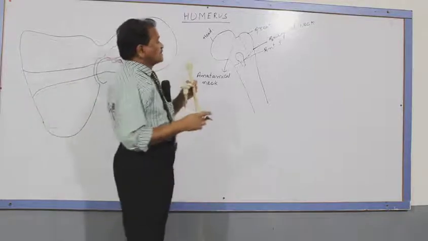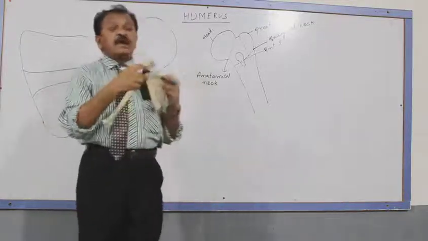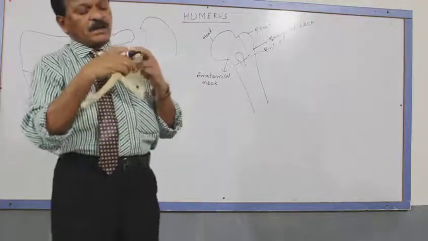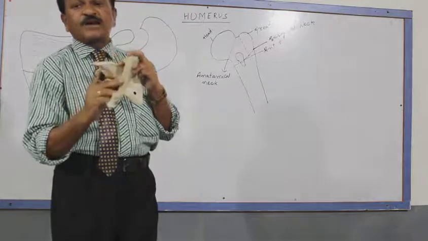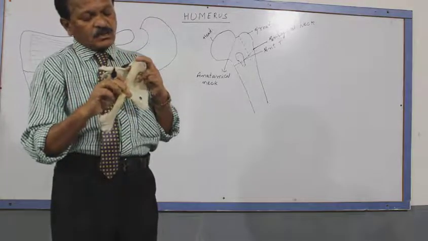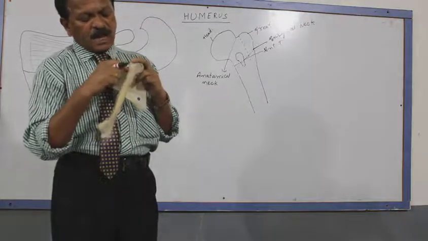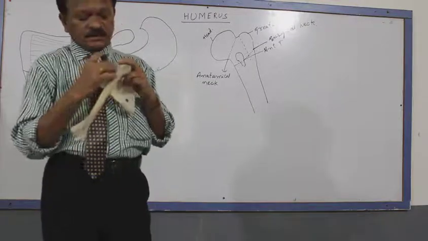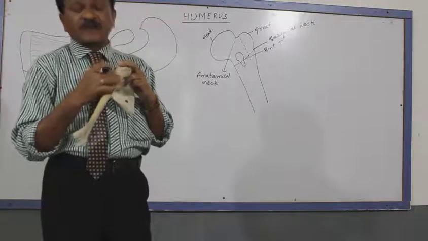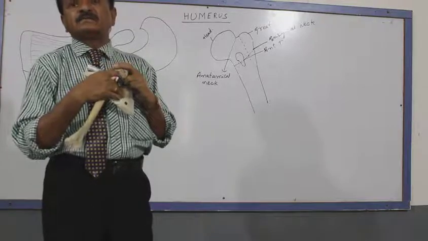Next is the surgical neck. The surgical neck is where the upper end fuses and is attached to the shaft of the humerus. So from here, this part is called the surgical neck. And fracture is common in the surgical neck.